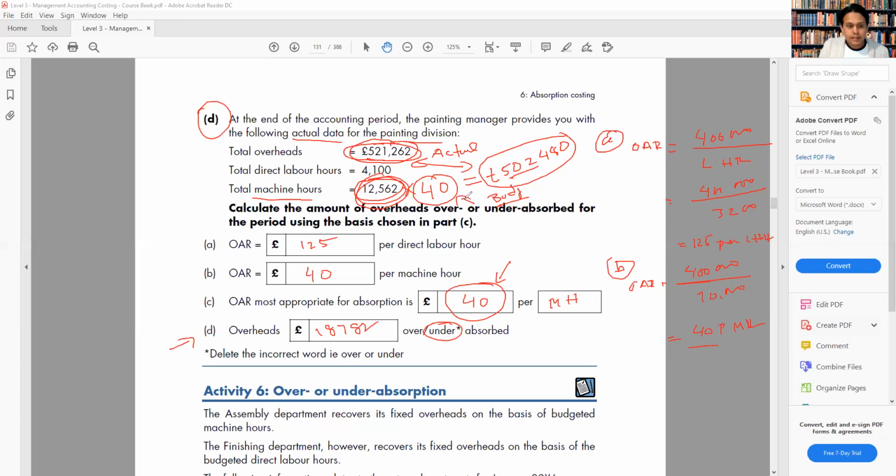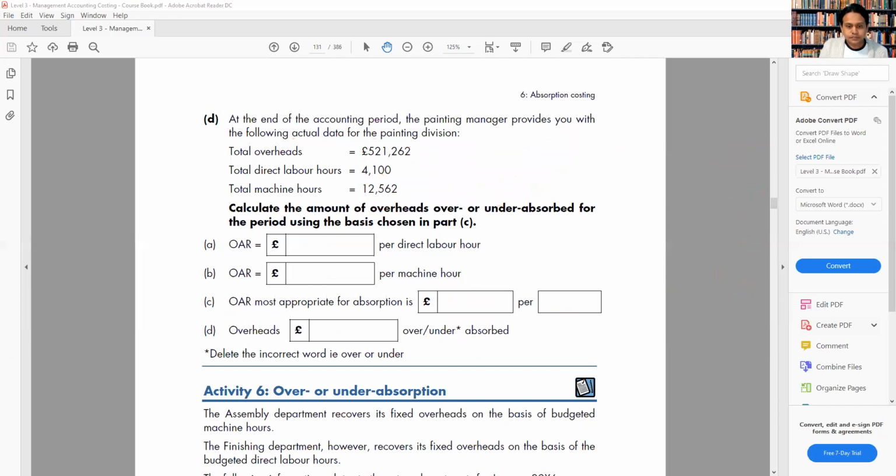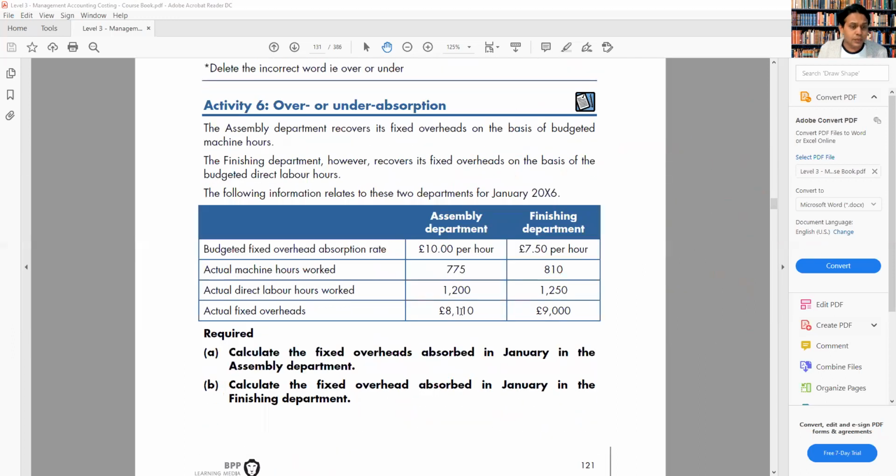All right, so let's do one more example. Let's do one more question on under and over absorption. The assembly department recovers its fixed overhead on the basis of budgeted machine hour. The finishing department, however, recovers its fixed overhead on the basis of labor hour. So assembly is machine hour, finishing is labor hour. The following information relates to those departments for January 2006.